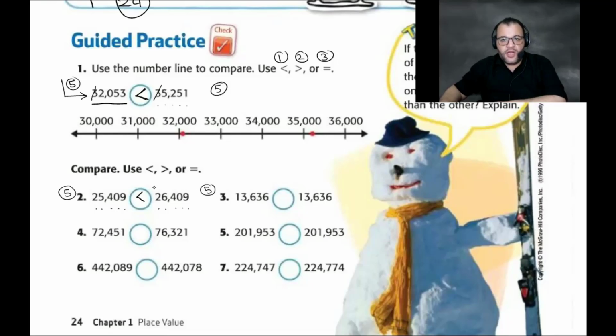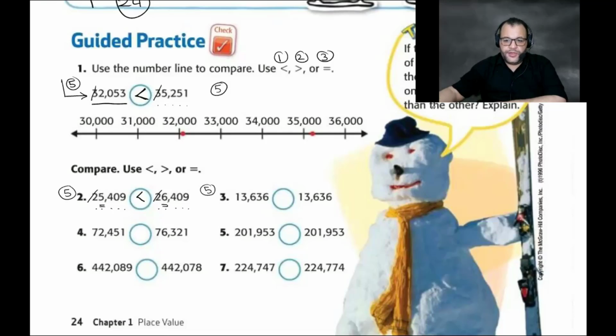So we start from left to right. We have 2 and 2. They are the same. But we have 5 and 6. They are not the same. 6 is greater than 5. So 26,000 is greater than 25,000. So number 3. Who can solve this one with me?